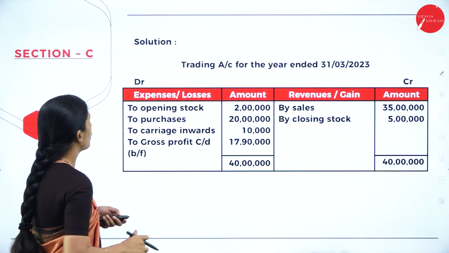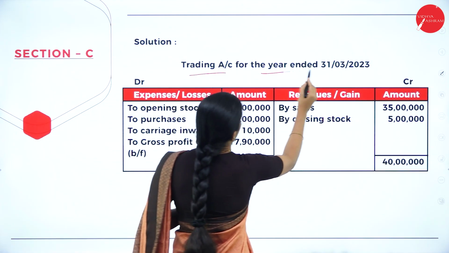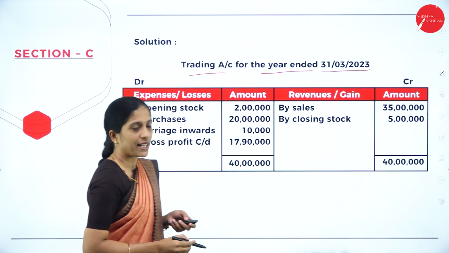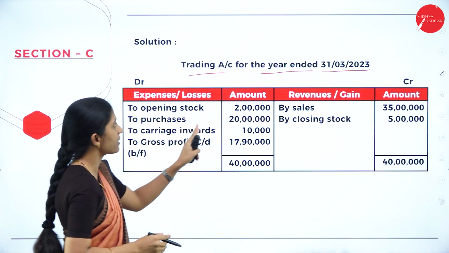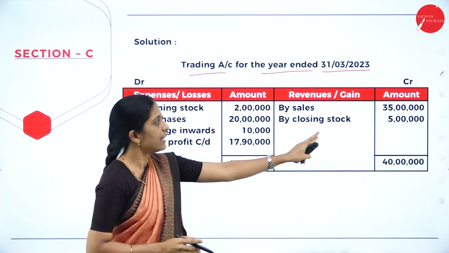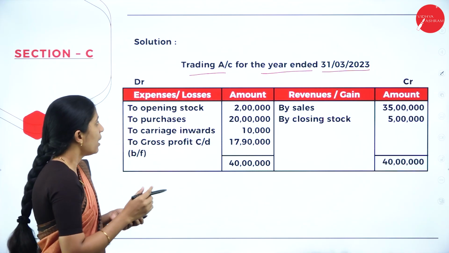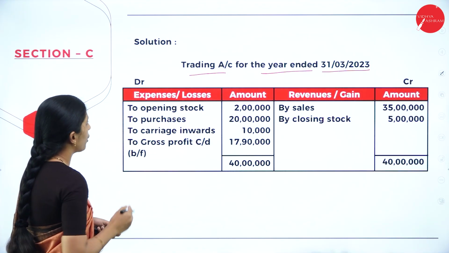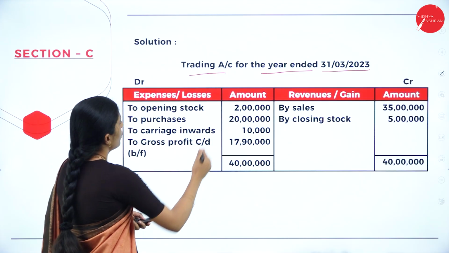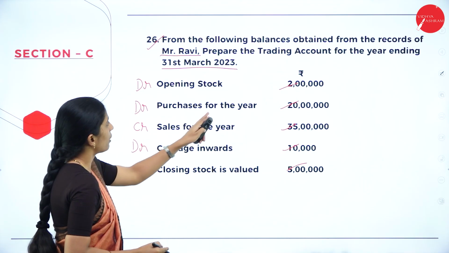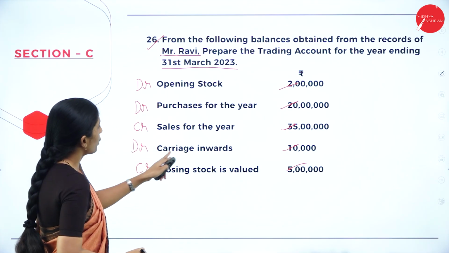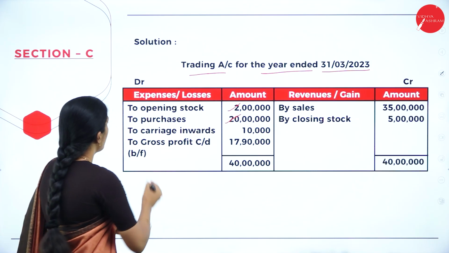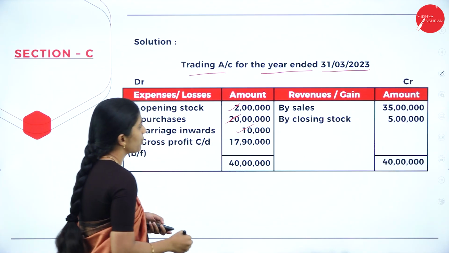Now, let us go to the solution here. Trading account for the year ended 31st March 2023. So, what is the format? In the debit side, it has expenses or losses, amount, revenue or gain, amount in the credit side. Okay, so you will start with to opening stock. So, opening stock is how much? 2 lakh. Next, you will record purchases. To purchases, 20 lakh. Then, so you have direct expenses 10,000. So, to carriage inwards 10,000.